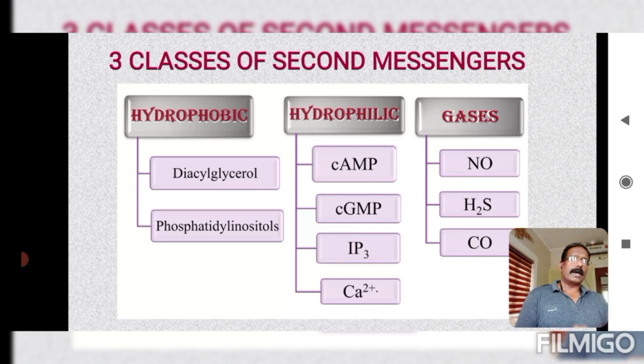So all of them have specific roles in specific cells, and it all depends on the message brought about by the first messenger. The first messenger comes to the cell, and only if a receptor is present on the cell. So it is very cell specific. The transmission by the first messenger itself is very cell specific. Then, once the message is passed on to the cell, from there on second messengers take charge. So that's how a second messenger works.